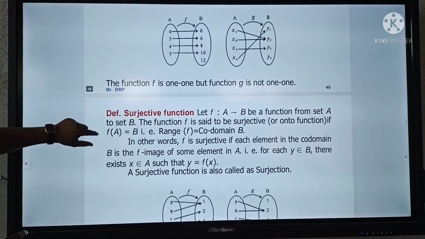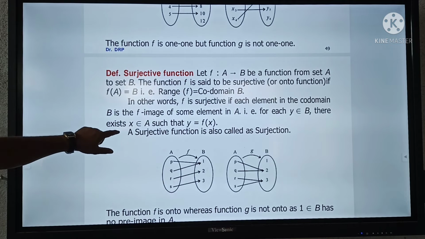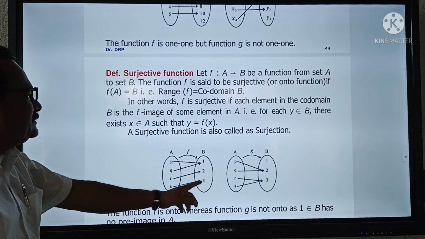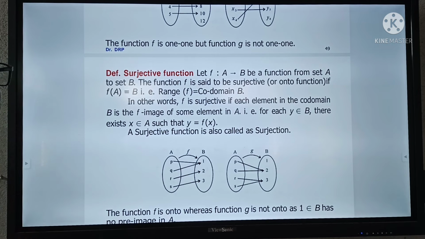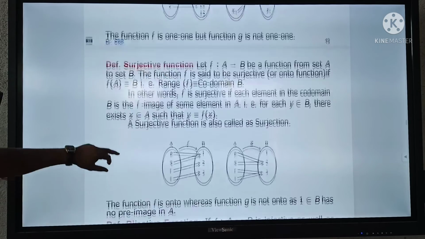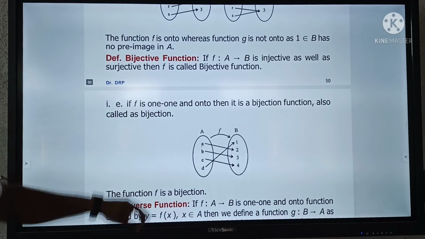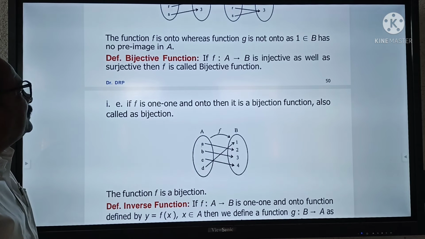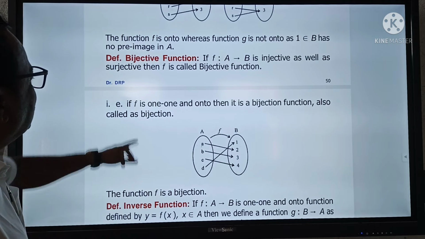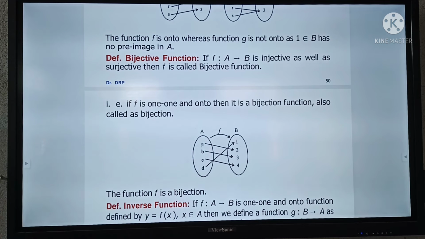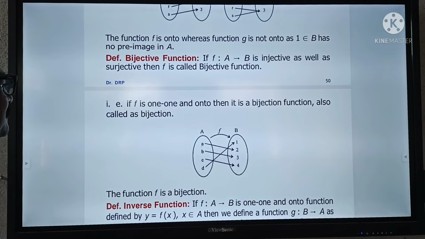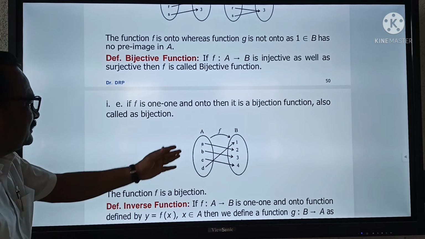Okay. A surjective function, that means an onto function, means the codomain set and range must be equal. That is, the range of f must be equal to the codomain set. Then we say the function is an onto function. Bijective means if the function is one-one and onto, then we say it is bijective. That is, if it is injective as well as surjective, then it is called a bijective function. If f is one-one and onto, then it is a bijection function. Also, it is called bijection.